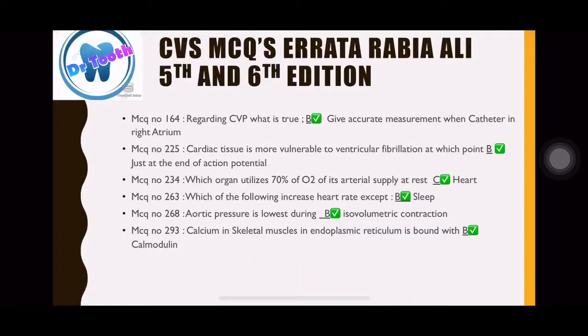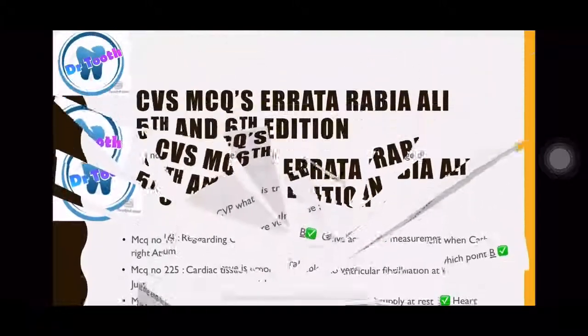Then we have MCQ errata from Rabia Ali 5th and 6th edition. You can pause this video and mark all your errata one by one. All other MCQs are correct except these ones, so mark them correct.